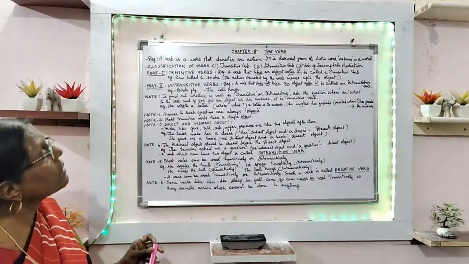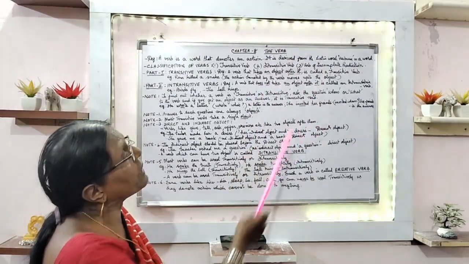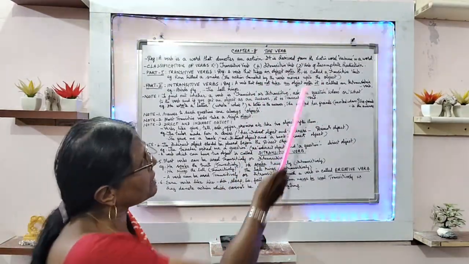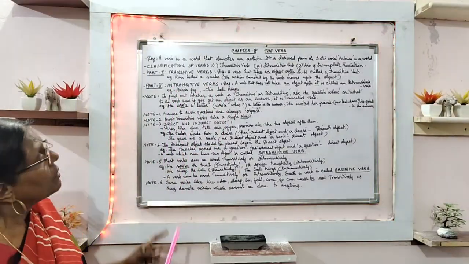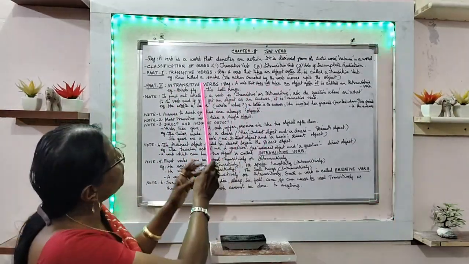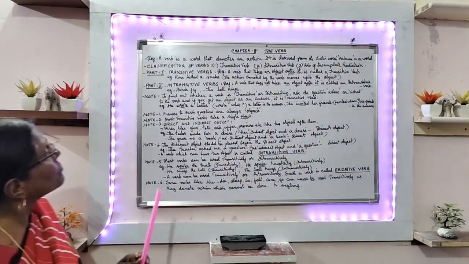Transitive verbs. What are transitive verbs? A verb that takes an object after it is called a transitive verb. Example, Ram killed a snake. The action denoted by the verb is moving to the object.